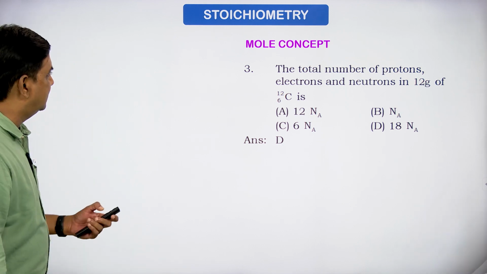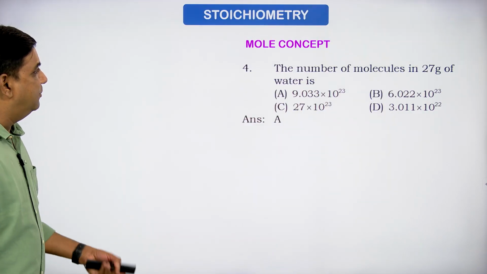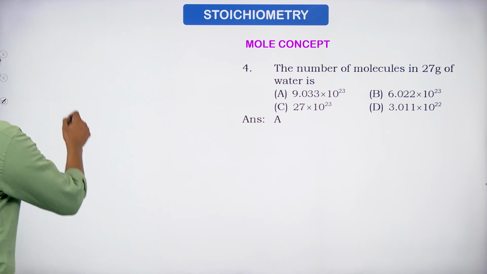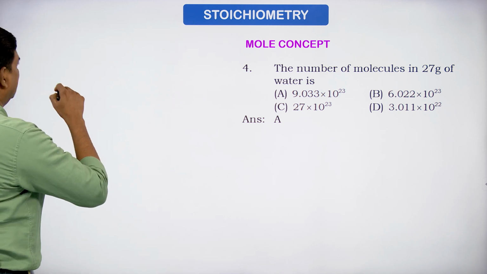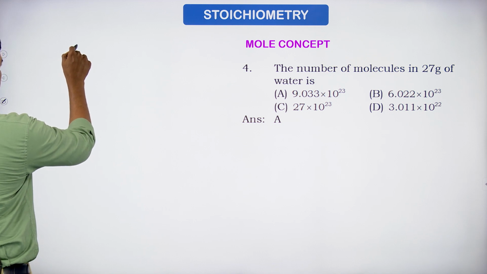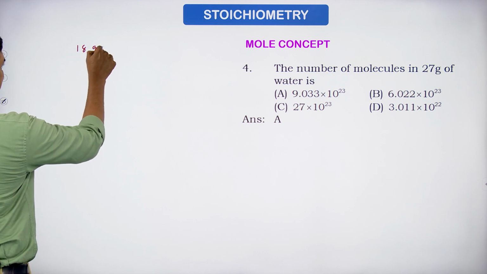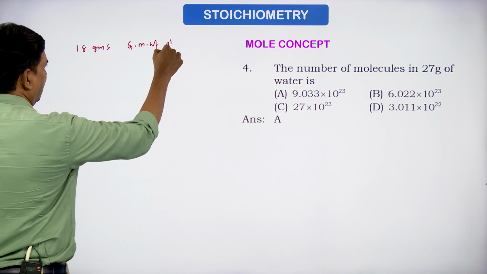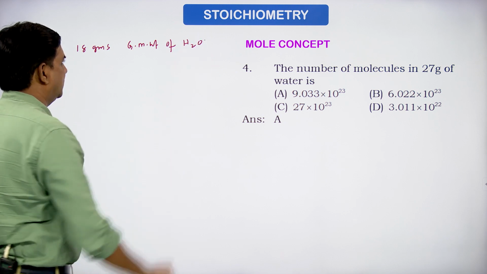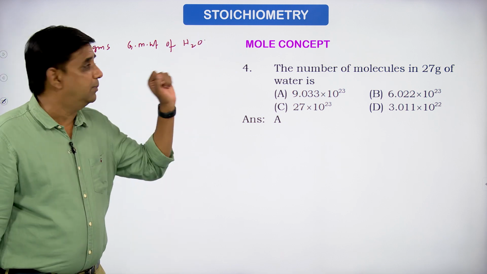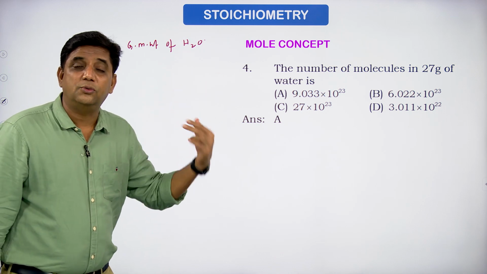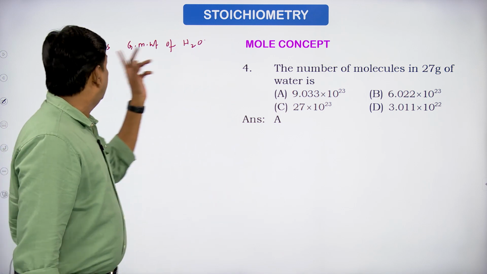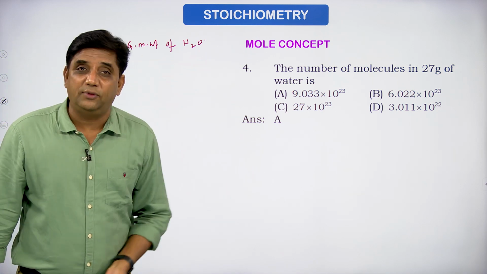So, this is the third question. Now, fourth question. The number of molecules in 27 grams of water. The molecular weight of water is 18 grams. 18 grams is the gram molecular weight of water, H2O, because oxygen has mass number 16, 2 hydrogens give 2, 16 plus 2 is 18. 18 AMU is the mass of one water molecule. 18 grams is the mass of 1 mole of the molecule.